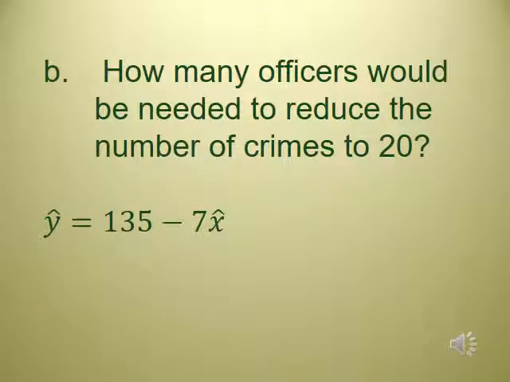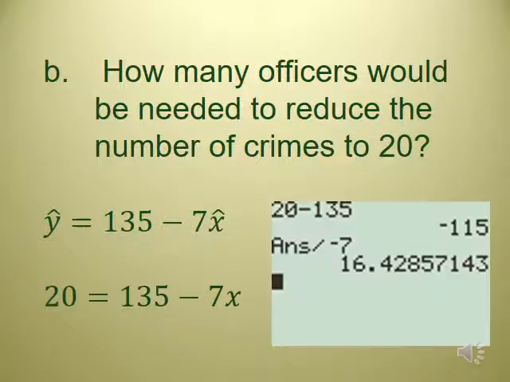The next one's a little bit different question. It says how many officers would be needed to reduce the number of crimes to 20? So if you think about this for a minute, what they're doing is giving you the number of crimes, and we need to figure out how many cops would make that happen. What you're going to do with this one is to plug in the 20 for y. So I know that 20 would equal 135 minus 7x. We have to figure out x, the number of officers. So you solve an algebra problem, you subtract 135 and you divide by -7, and the answer my calculator says is 16.4.